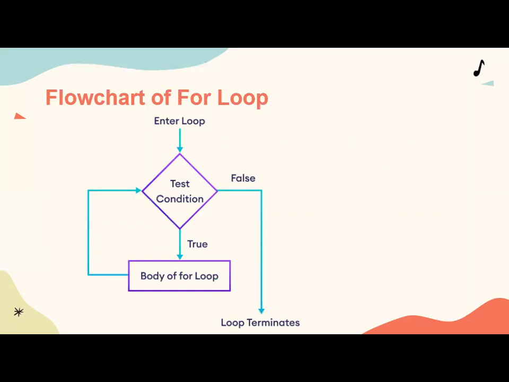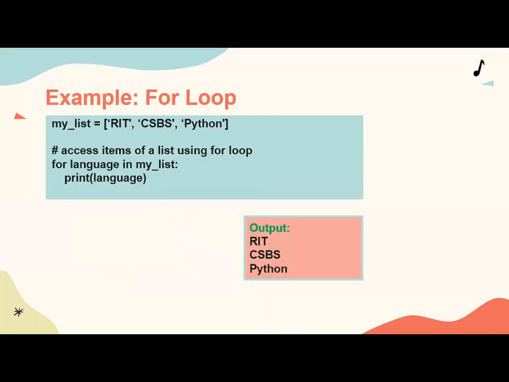This is the flowchart of the for loop. Python code enters the testing condition, then the sequence of statements, that is the body of the loop, is executed many times until the condition becomes false. Example of the for loop.